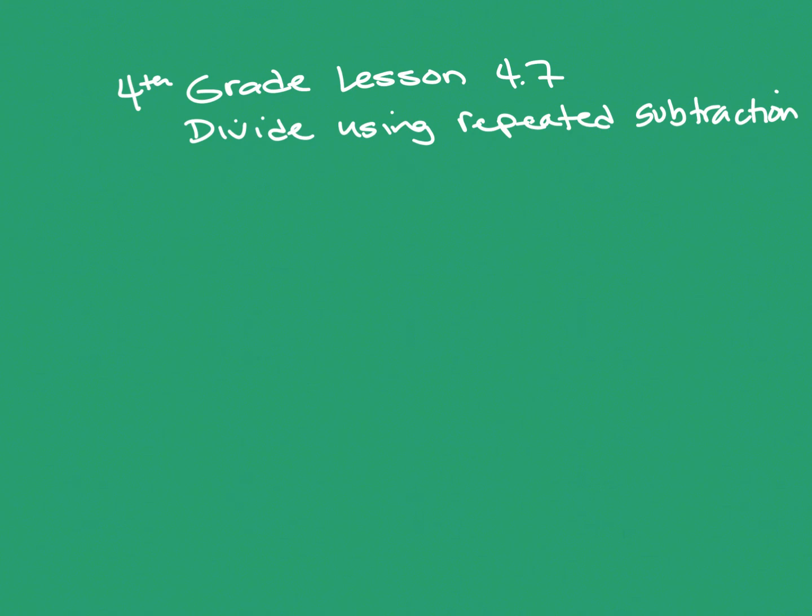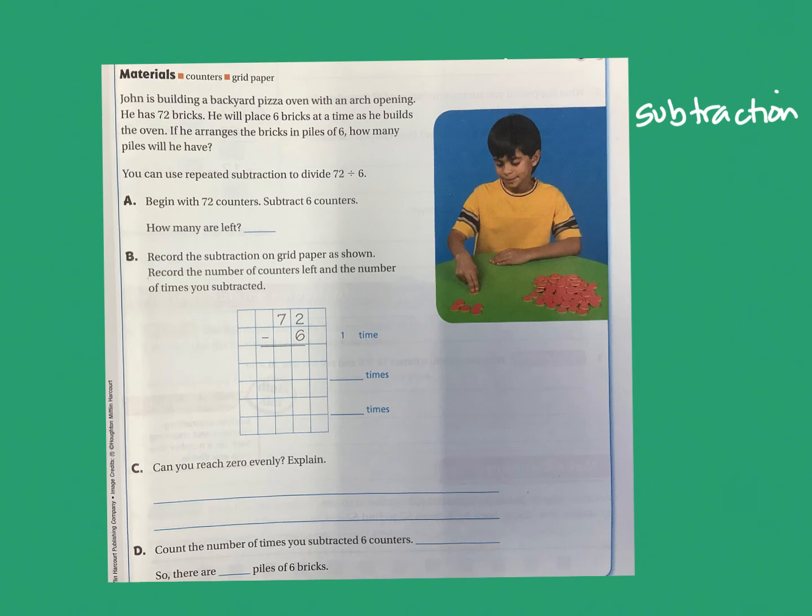So let's have a look at this and then we'll look at some shortcuts for doing repeated subtraction a little faster too. Okay, and for the investigation, they have us using some counters. John is building a backyard pizza oven with an arch opening. He has 72 bricks. He will place 6 bricks at a time as he builds the oven. If he arranges the bricks in piles of 6, how many piles will he have? So you're starting with 72, and then you're dividing it into 6 bricks per pile.